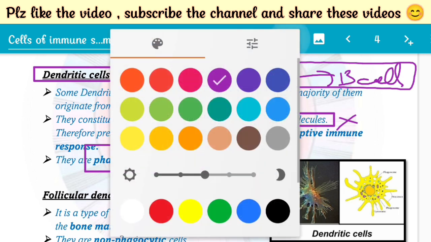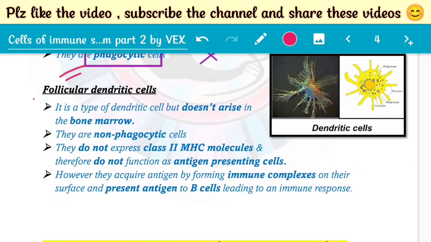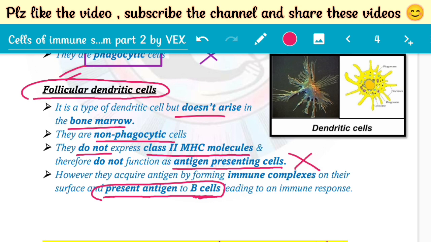Okay, so some dendritic cells do have a class second MHC molecule, they do have antigen, they do act as antigen presenting cells, and they are phagocytic in nature. But there are other kinds of dendritic cells which are called follicular dendritic cells. Okay, they do not arise in the bone marrow. They are non-phagocytic cells. They do not express class second MHC molecule, and as a result they cannot act as antigen presenting cells. They are found in the lymph node, and what they do is activate B cells. They present antigen to B cells.